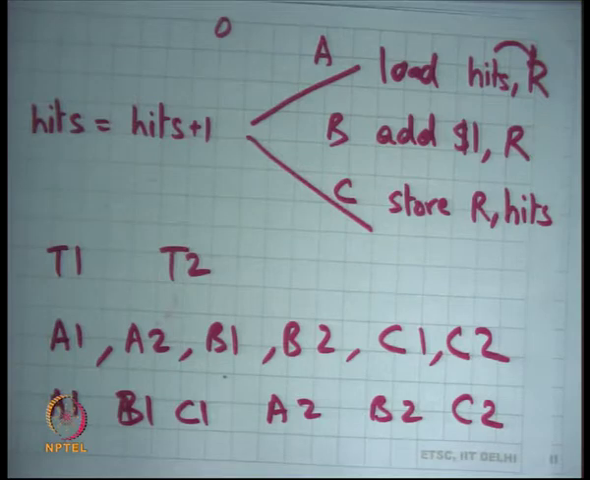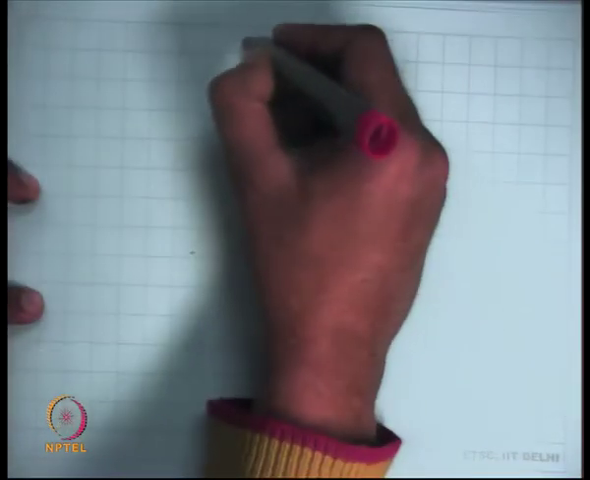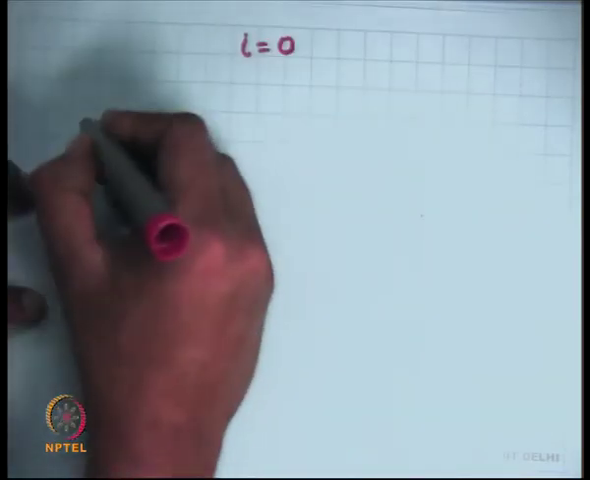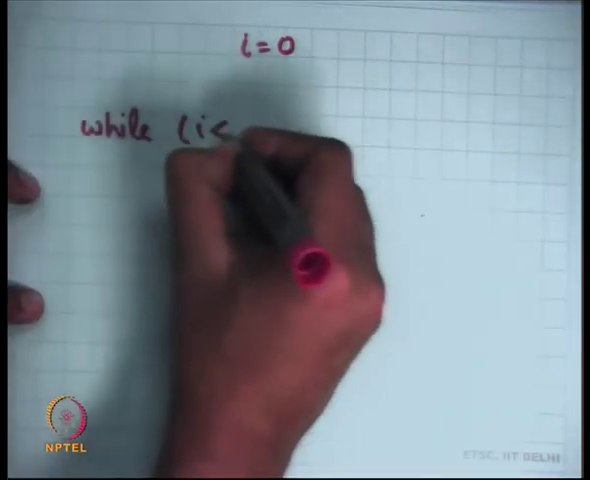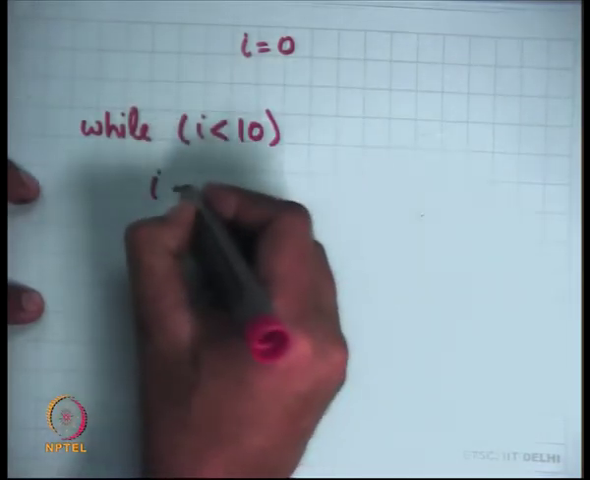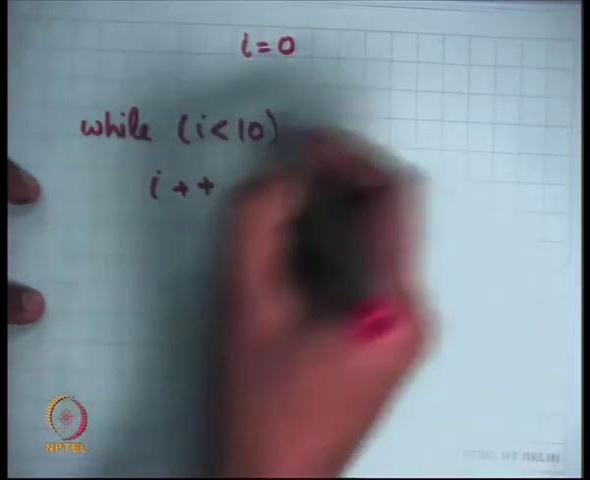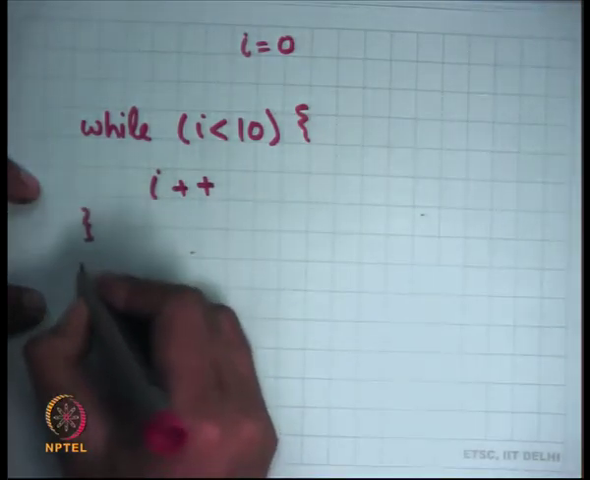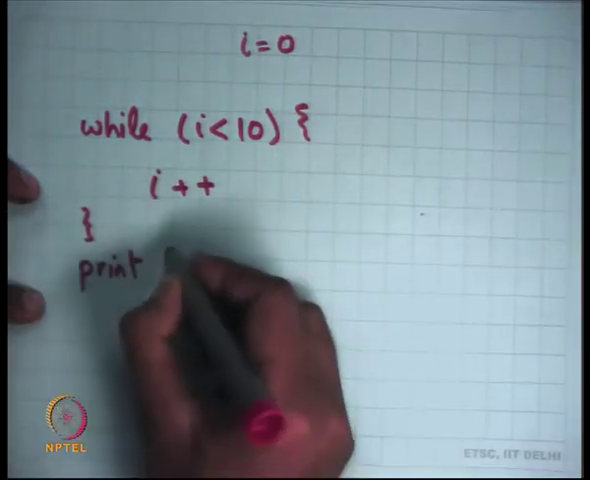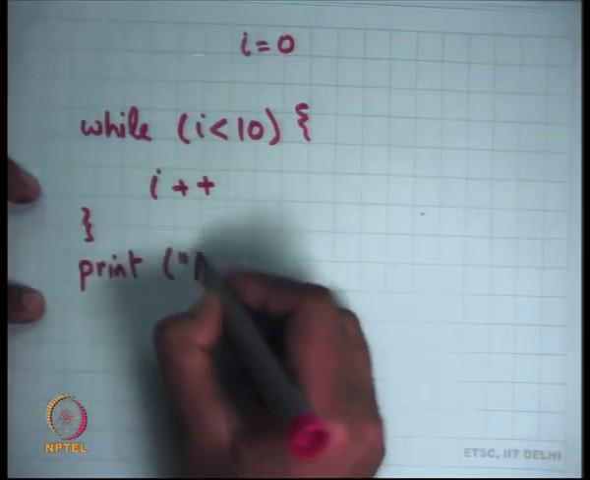Okay, so another example of a race condition. Let me just give you one more example. Let's say there are 2 threads and one of them is saying while I is less than 10, I plus plus, and when it completes it says, oh, print A1.